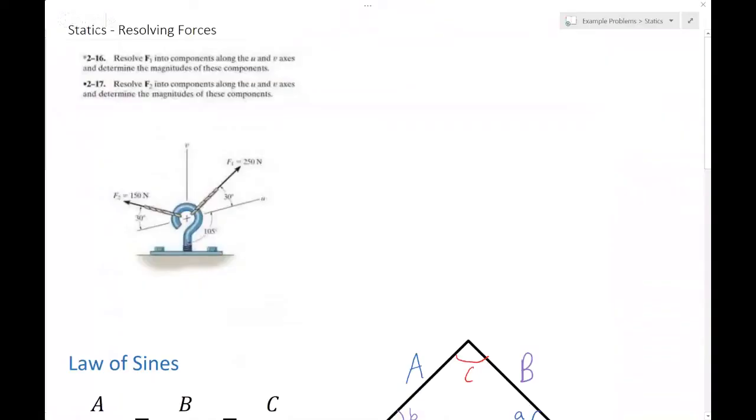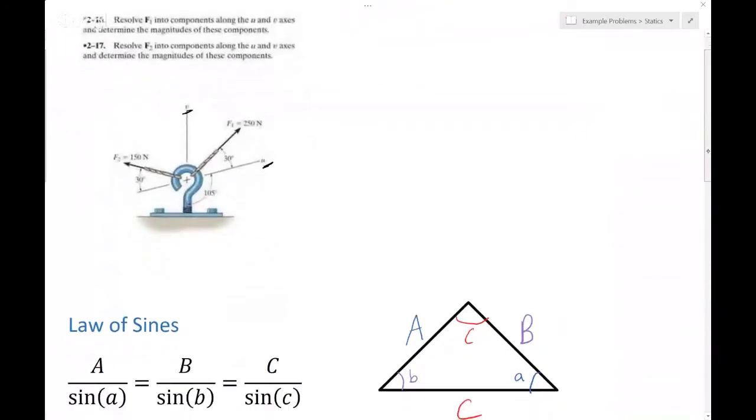For this YouTube video, we're going to resolve these two forces into components along the V and the U axis that are featured here and here. Now, this can be really useful because a lot of the times you might want to find out exactly how much of a force is acting in a specific direction for individual problems. And so this is one method that can be used to accomplish that.